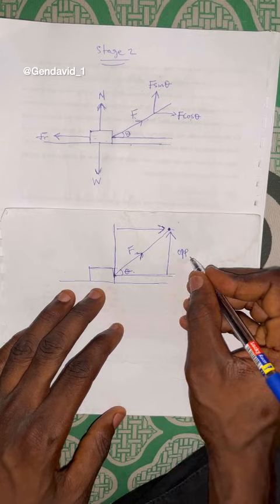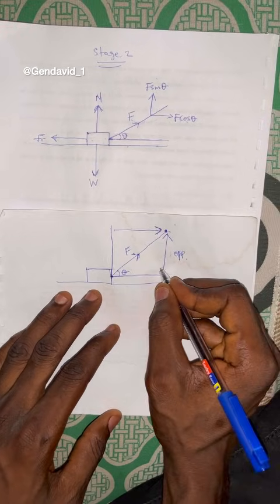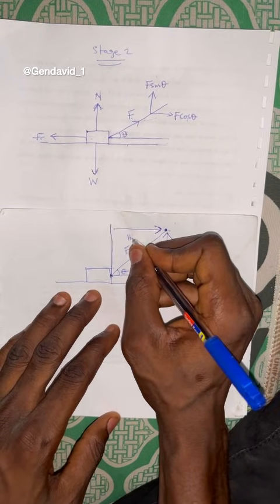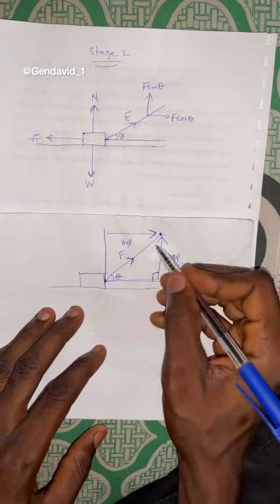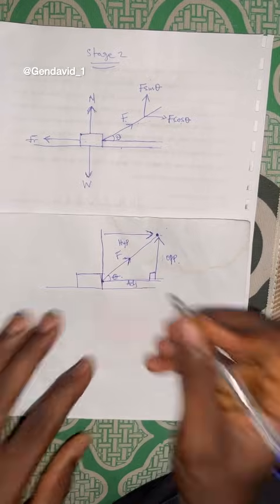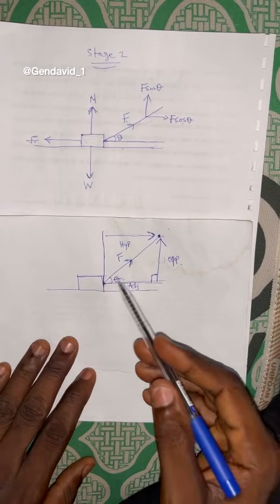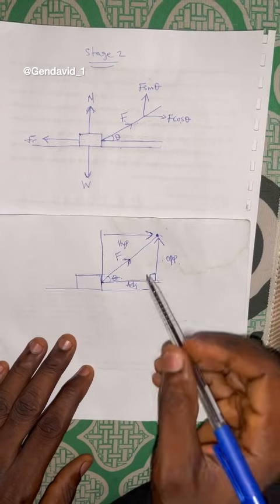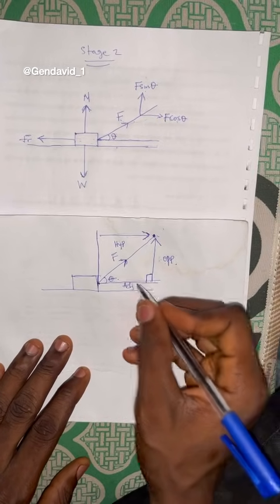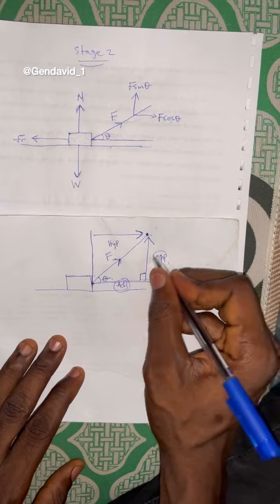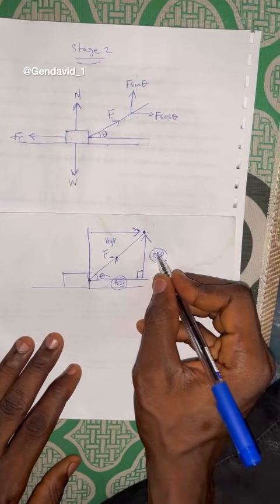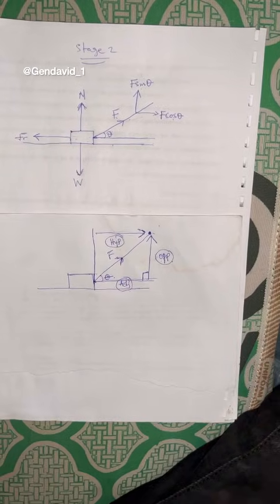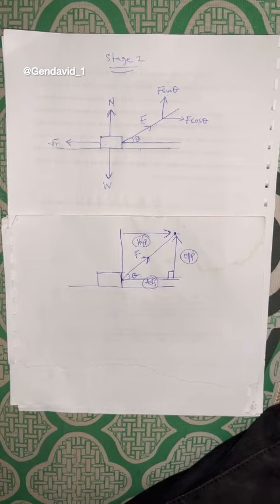Anywhere theta faces is called opposite. And this is the angle here, and anywhere the angle faces is called hypotenuse. Now, the third one will be adjacent. Again, anywhere theta faces is opposite, anywhere the angle faces is hypotenuse, and the third one, just take it as adjacent.